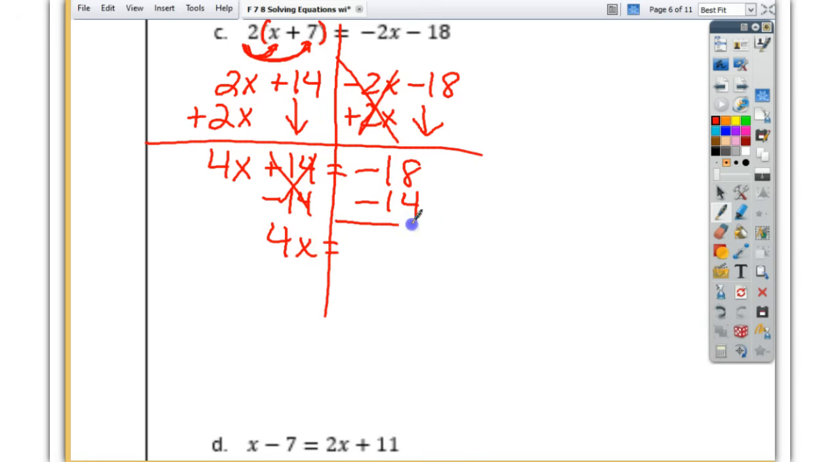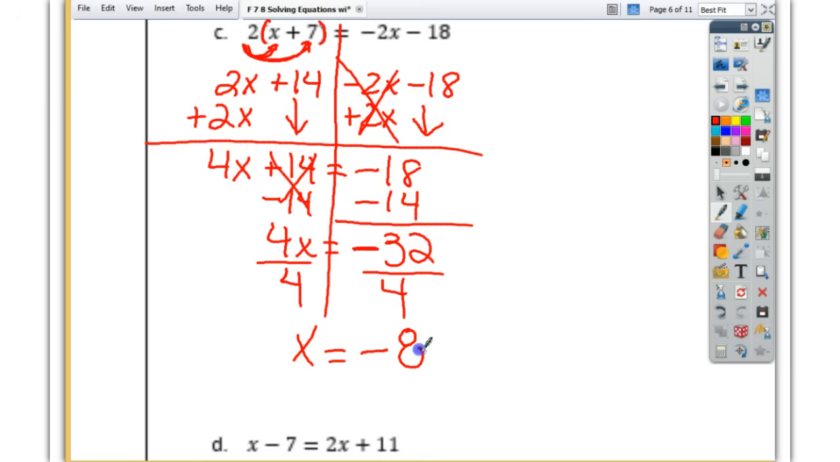4x equals, is this a fight or unite? Fight or unite? A unite, they're both on the same team. We get a negative, what? 32. Now we're down to our last step, divide by, what? Positive 4. x equals a negative 8. All right, let's skip and go to letter E.